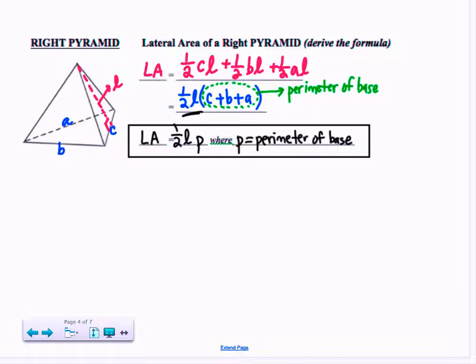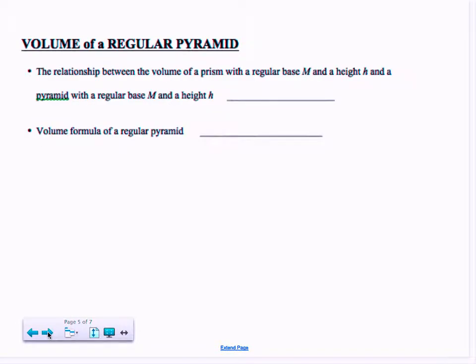All right. Volume. We're going to skip the first bullet on the notes. When I'm back in class on Tuesday, I will go through and show you where the relationship exists. It's kind of interesting. We're going to jump down to the second bullet here, and I'm going to tell you straight up what the volume formula is for a regular pyramid. And that is the volume of a regular pyramid is 1/3 big B times H. So one more formula to add to your collection.